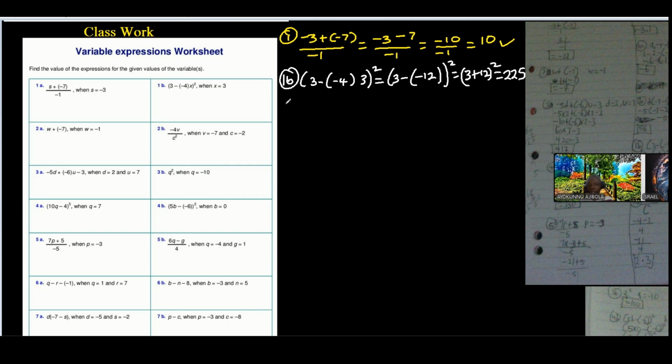Then number 2a, we have w, which is negative 1, plus another negative 7. So plus times minus is minus. So we have minus 1 minus 7. And the answer is minus 8. Okay. Are you looking at what I'm explaining? Yes, I am. Okay, so then 2b.